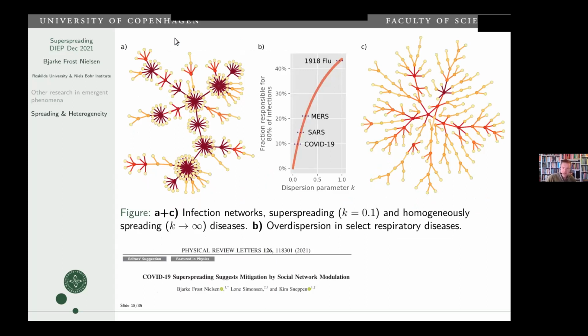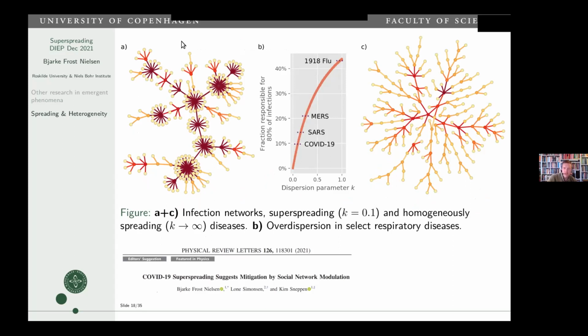So what happens if you take a model like this, even just in a well-mixed population? So imagine that there's no contact network. It's just everybody meets everybody. What kind of infection networks or infection chains do you then end up seeing?